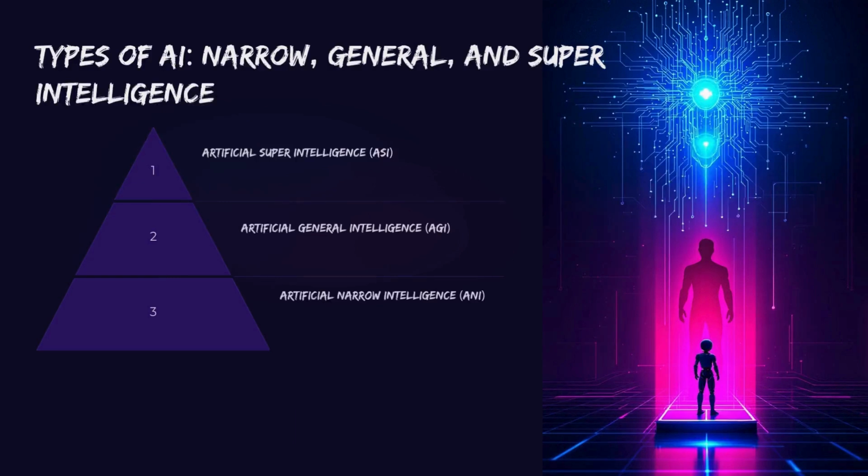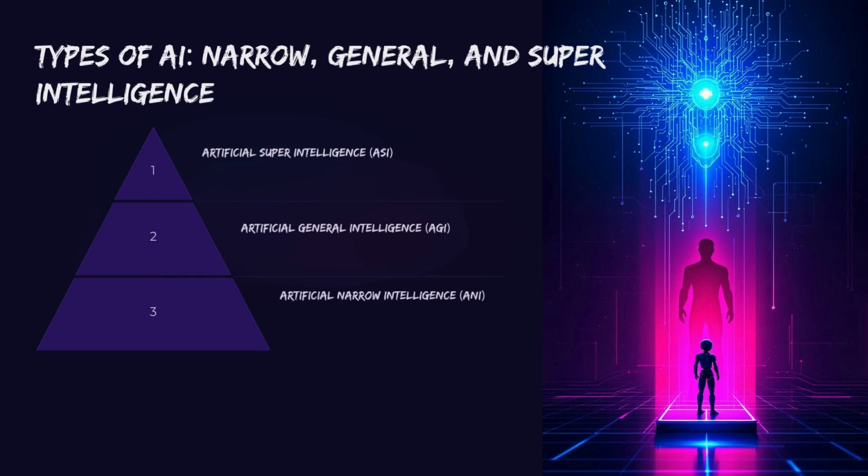Artificial superintelligence, ASI. Hypothetical AI surpassing human intelligence in all aspects. Artificial general intelligence, AGI. Human-level intelligence across various domains. Artificial narrow intelligence, ANI. Specialized AI for specific tasks, currently prevalent.